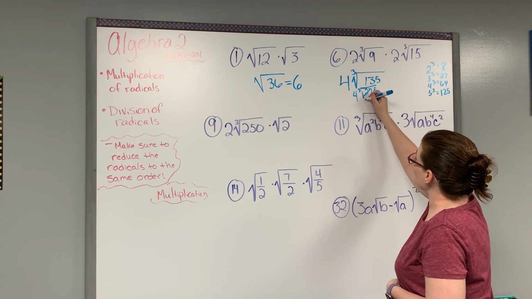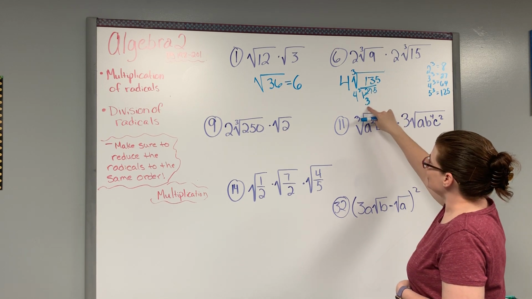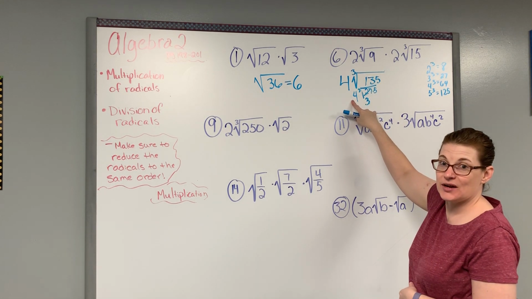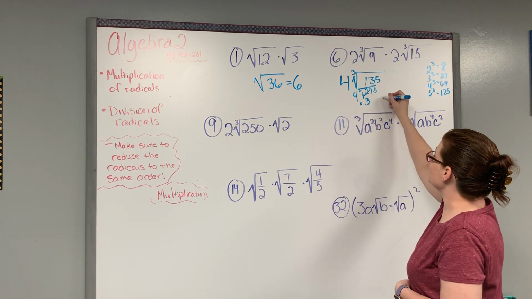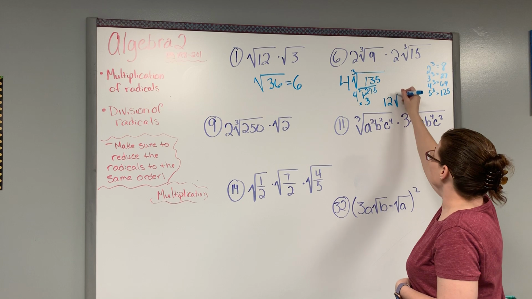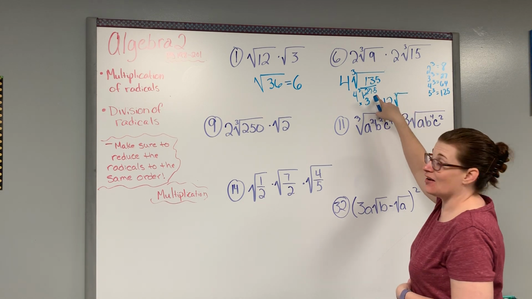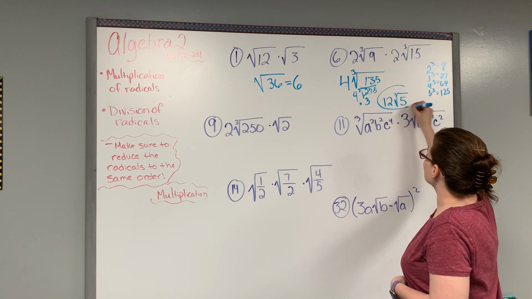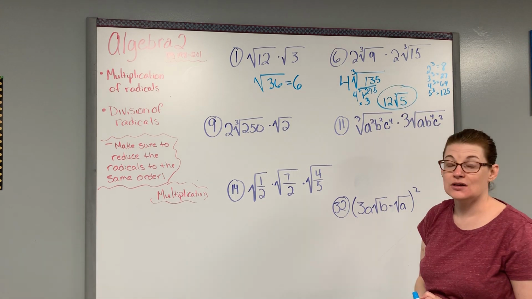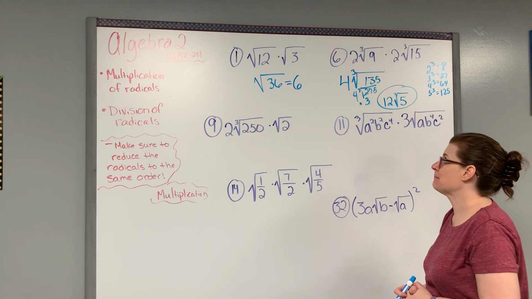So if I pull that 3 out, it's got to come to the outside. When it comes to the outside, it multiplies. So this is 4 times 3. That is going to give me a 12. And this 5, because I couldn't take it out, stays in the radical. And this is my answer, fully reduced.